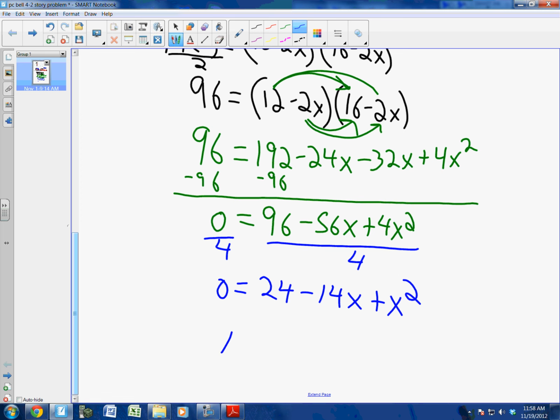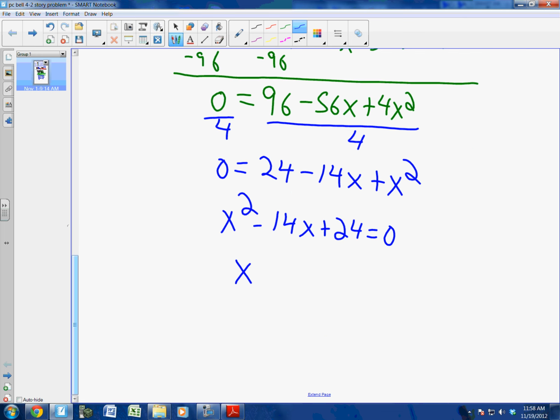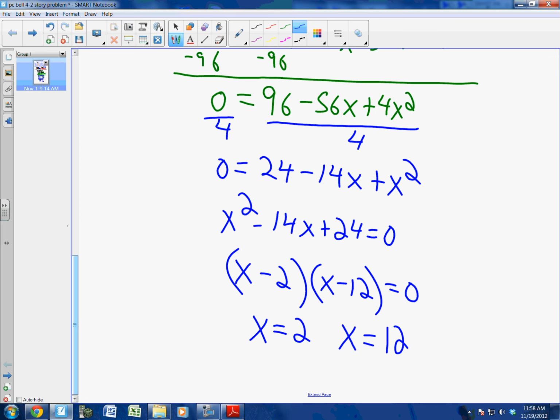If I wrote it differently, x squared minus 14x plus 24, does that make it look easier? Are there 2 numbers we can times together and get 24 and add together and get negative 14? 12 and 2. Negative 12 and negative 2, right? So we're going to go like this. X minus 2 times x minus 12 equals 0. Therefore, what are my x-intercepts? X equals 2 and x equals 12.